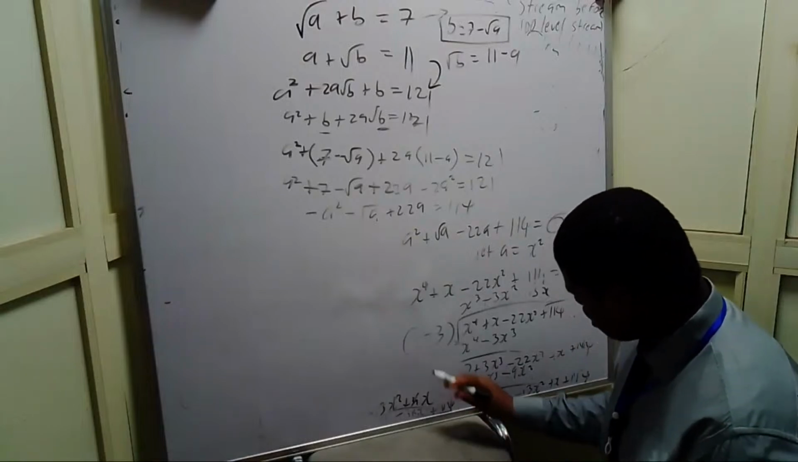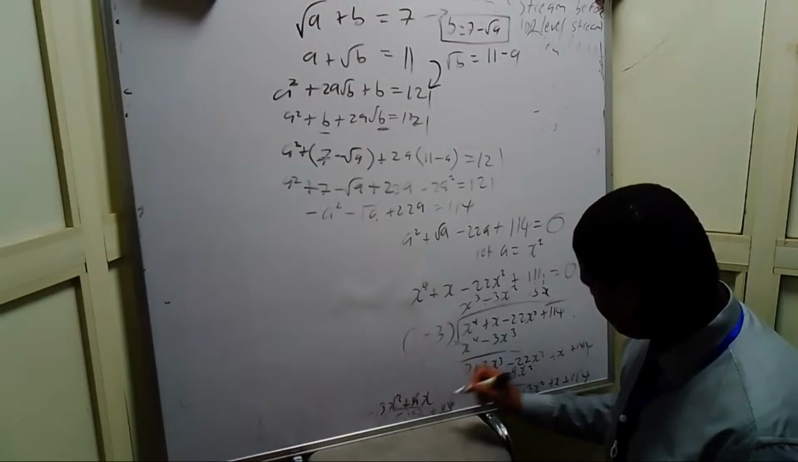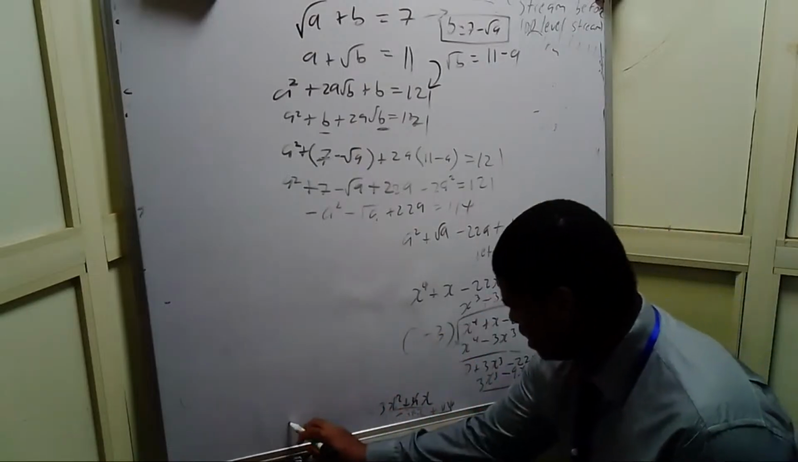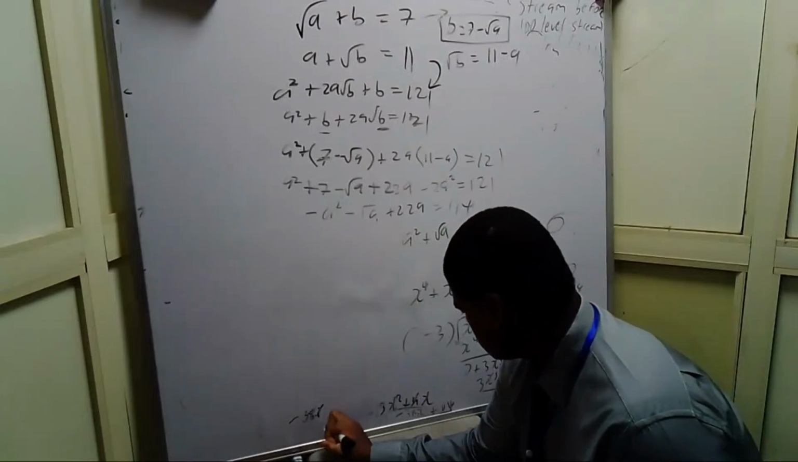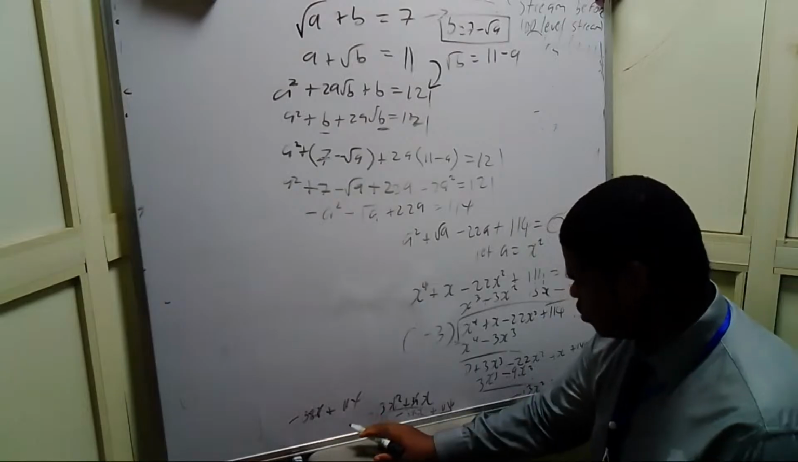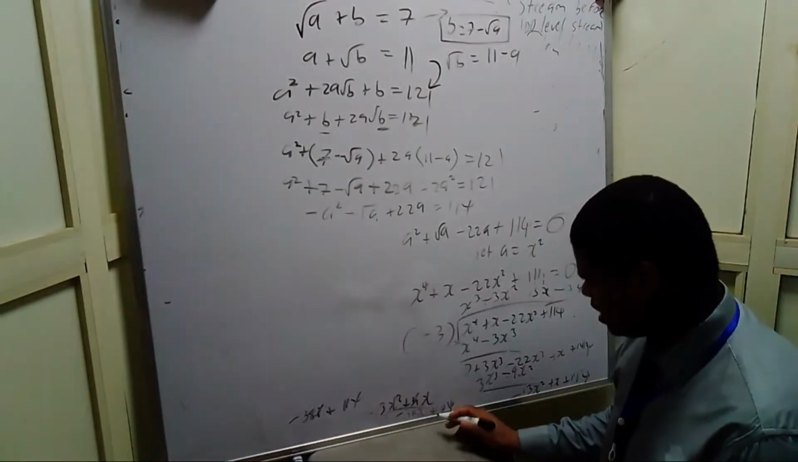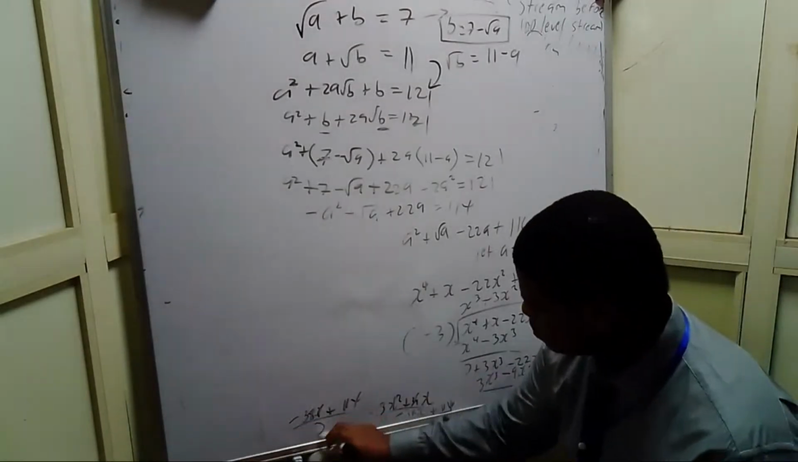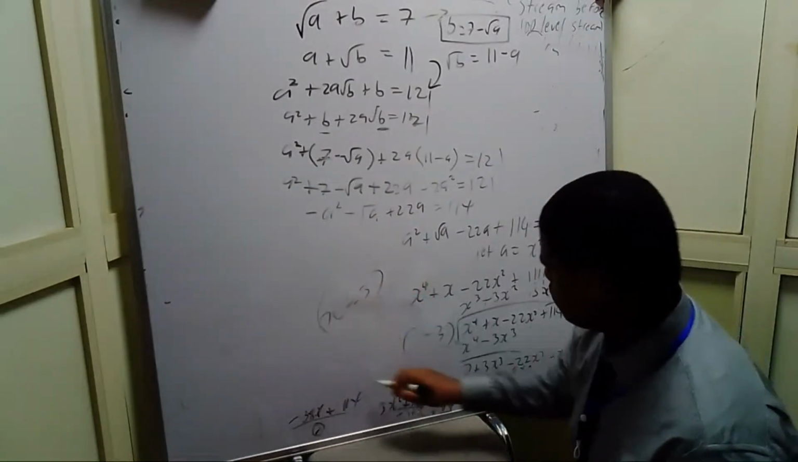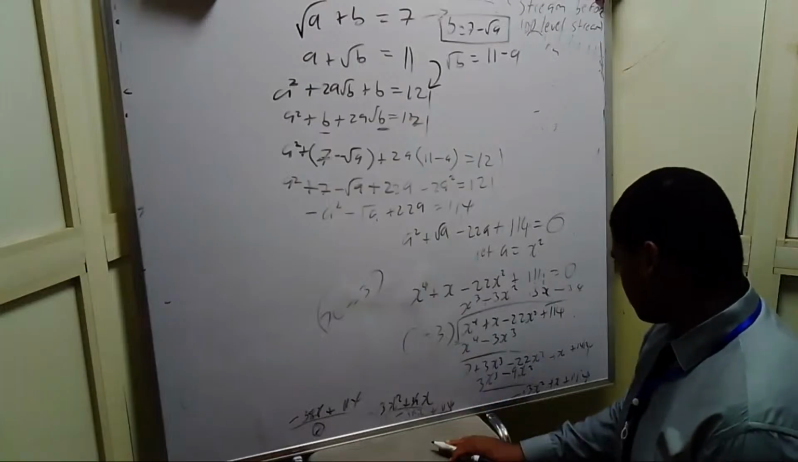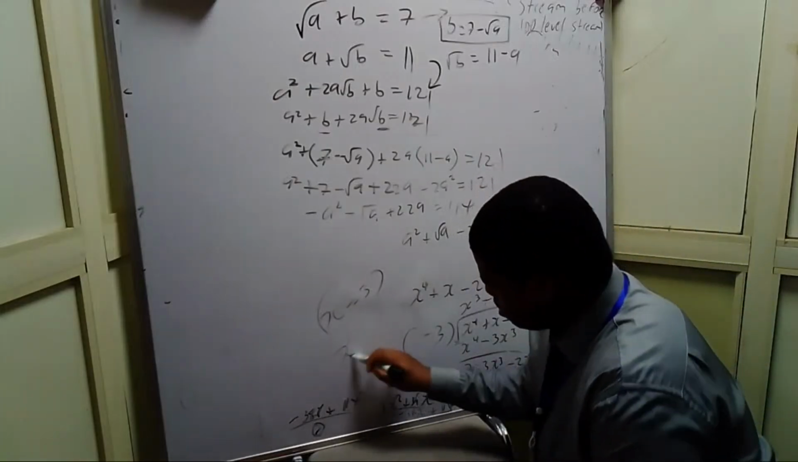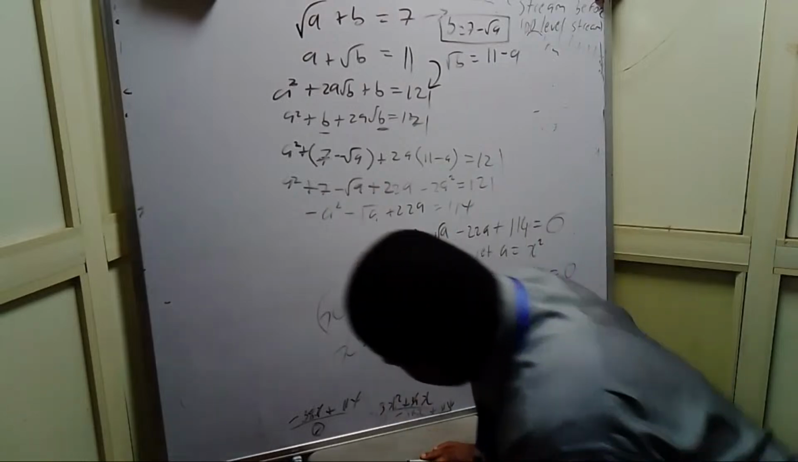Minus 38x divided by x, you have minus 38, and minus 38 times x, you have minus 38x plus 114. Minus 38x plus 114 minus minus 38x plus 114 will give you 0. So x minus 3 is a factor of x power 4 plus x minus 22x squared plus 114. So x must equal 3.